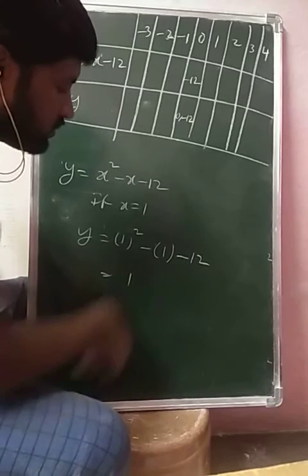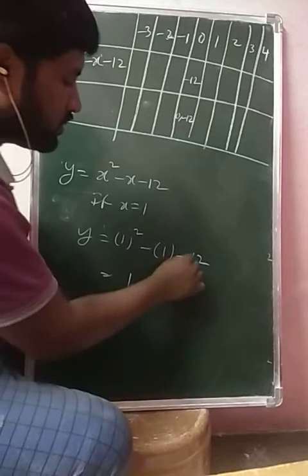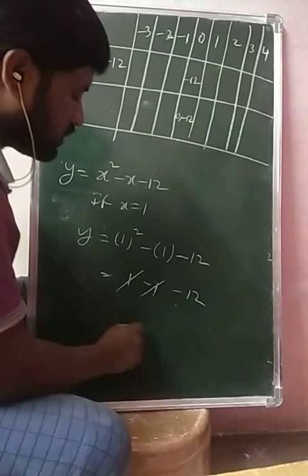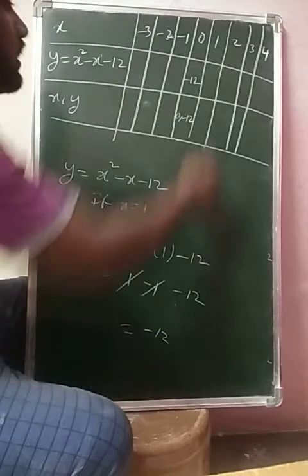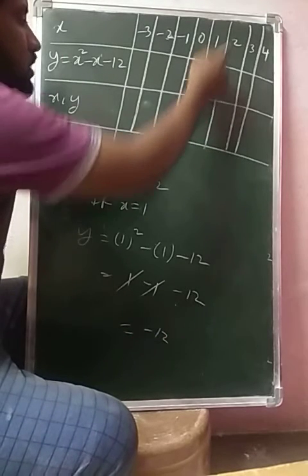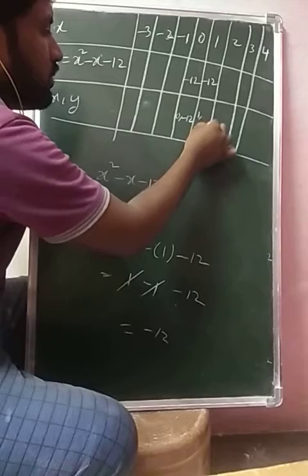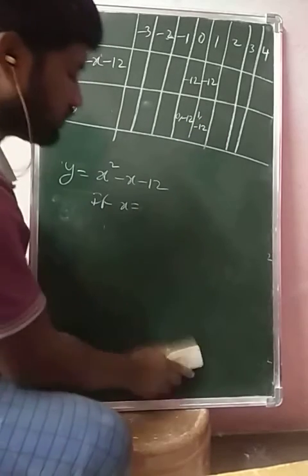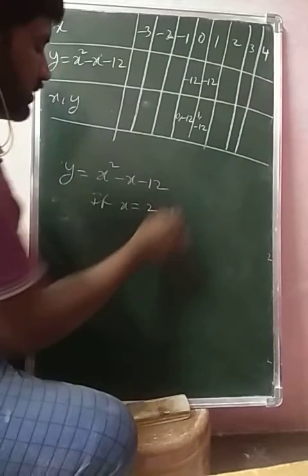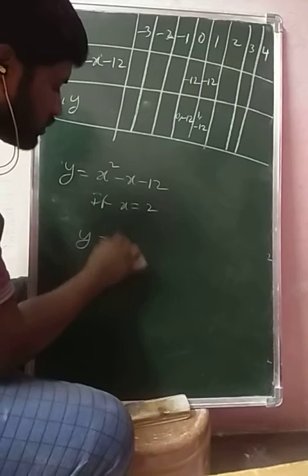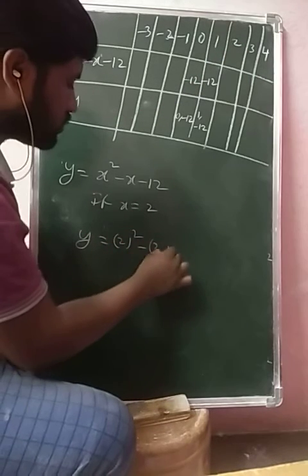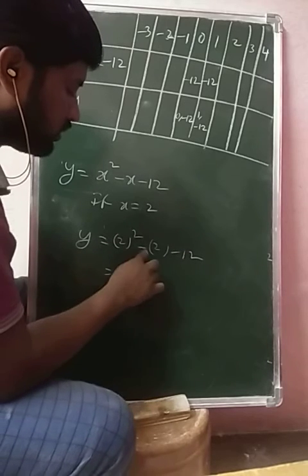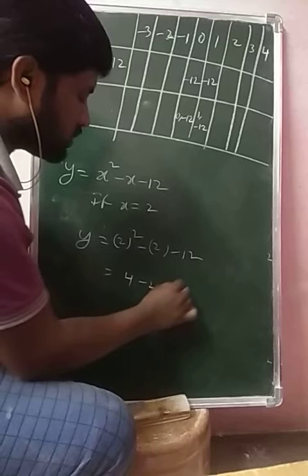1 whole square means that is 1 only, minus 1 minus 12. Minus 1 plus 1 cancel. The value of y is equals to minus 12 only. So the required points are 1 comma minus 12. And if I substitute in the place of x 2, then what happened? y is equals to 2 square minus 2 minus 12. That is 2 square means 4 minus 2 minus 12.